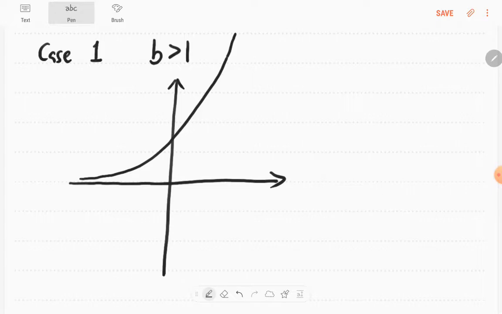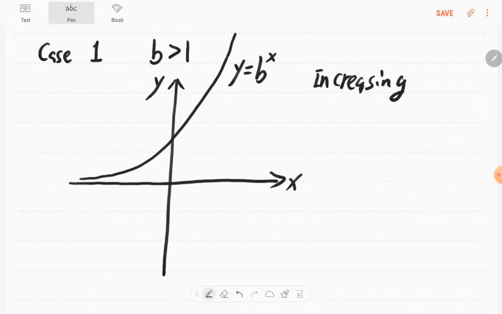That means as x increases, the function values increase. So this is called an increasing function. And this is the y equals b to the x. And so this is the x-axis and this is the y-axis.